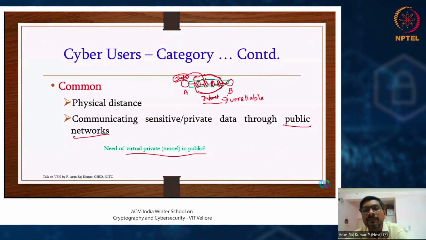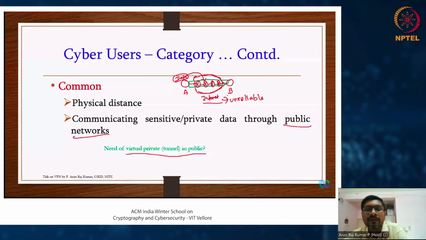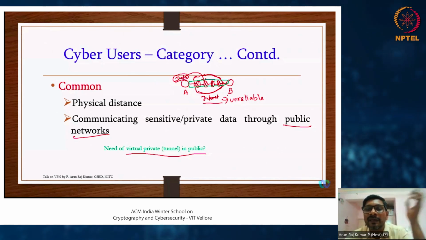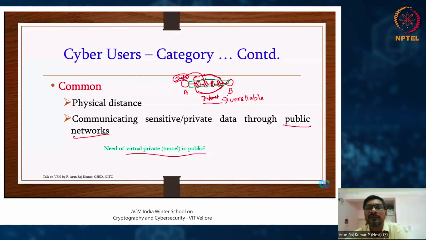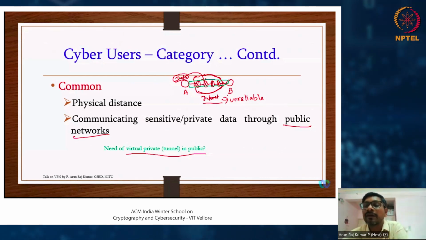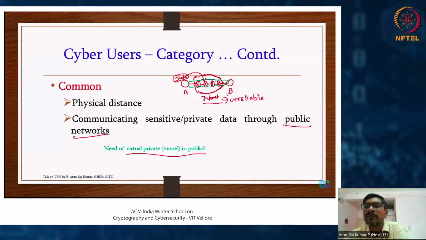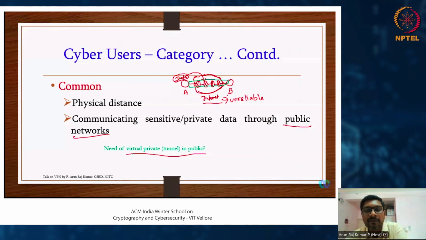Though it is public, I want to put something called a tunnel between A and B. Then whatever data I have, I'm guaranteed that I'm sending sensitive or private data over public infrastructure networks if we have the tunnel. If you don't have the tunnel, I'm afraid to send. If I have a tunnel, then I'm confident that this data is not seen by anyone. So this creation of a tunnel, we call it a virtual private network in a public infrastructure network.